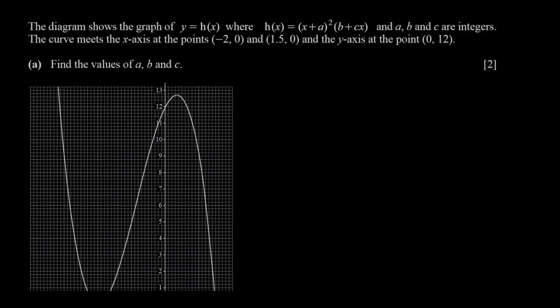Okay, guys, here we are in question 3. We have got a cubic polynomial here. And we're told that the polynomial can be expressed in this form, (x plus a) squared, bracket b plus cx. We want to find a, b, and c.